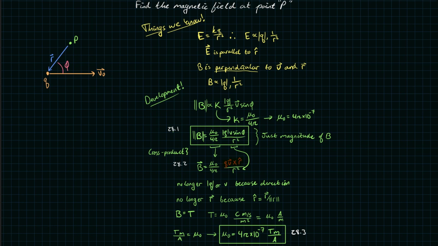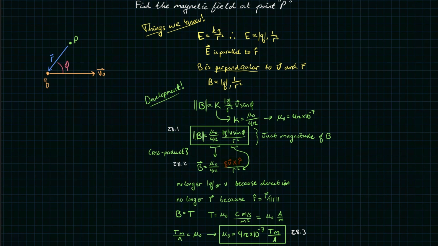Okay, so this week in our lectures, we were charged with the task of finding the magnetic field at point P, right? So, start off with the things that we know. We already know that the electric field equation is E equals kq over r squared, and that E is proportional to both the charge and the inverse of the square of the distance from that charge, and that the field lines of E are parallel to the vector r.